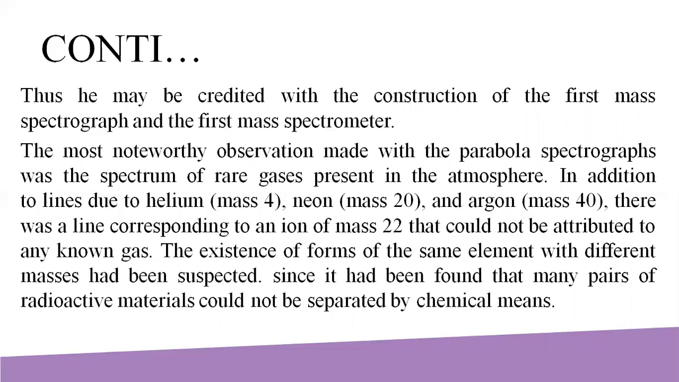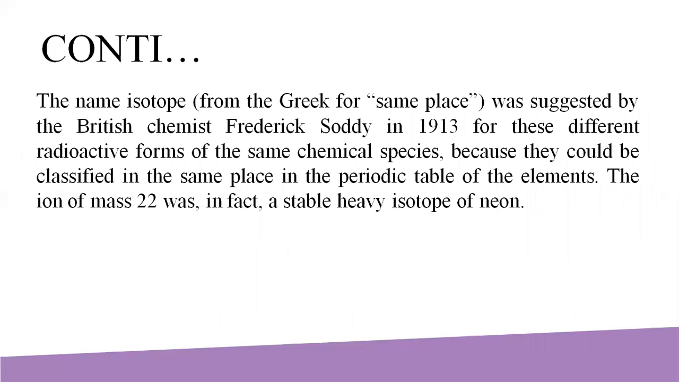The existence of forms of the same elements with different masses had been suspected, since it had been found that many pairs of radioactive materials could not be separated by chemical means. The name isotope, from the Greek for same place, was suggested by the British chemist Frederick Soddy in 1913 for these different radioactive forms of the same chemical species, because they could be classified in the same place in the periodic table of the elements.